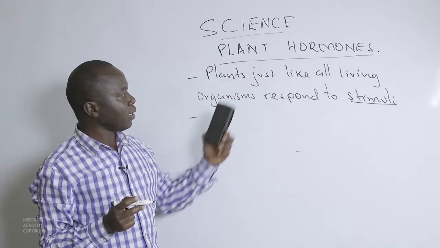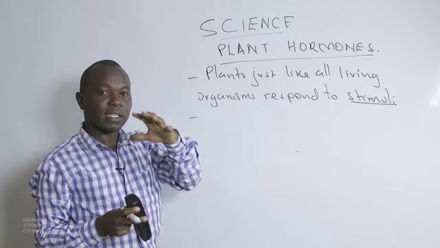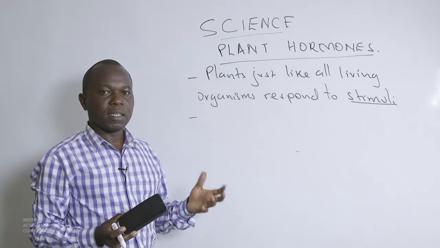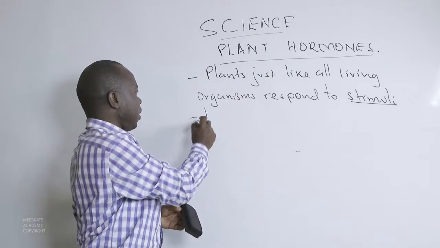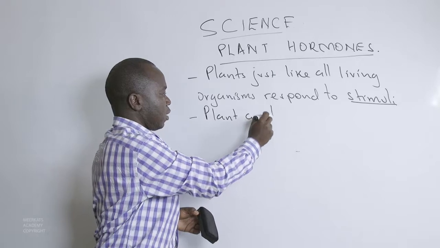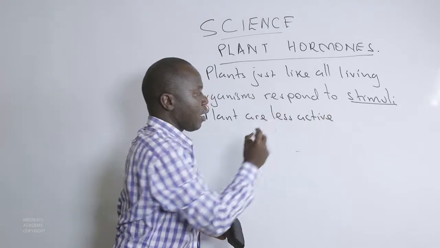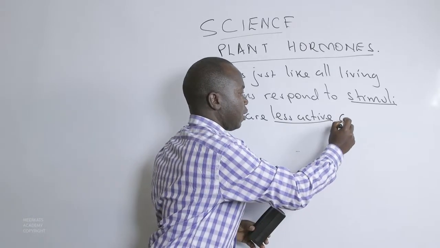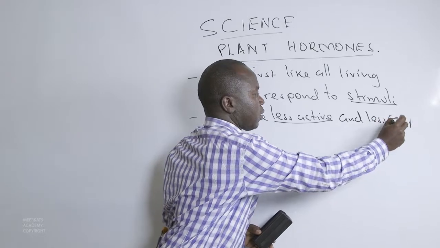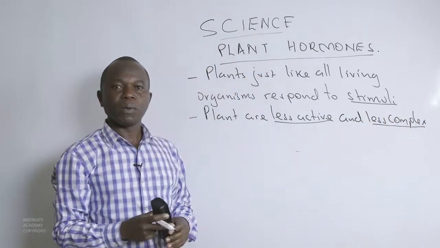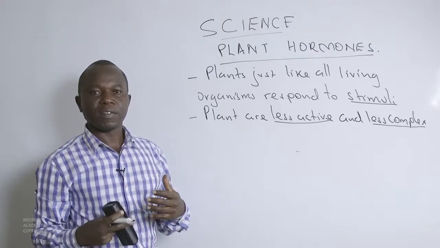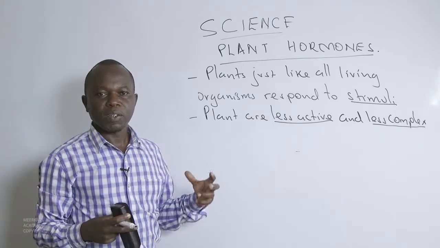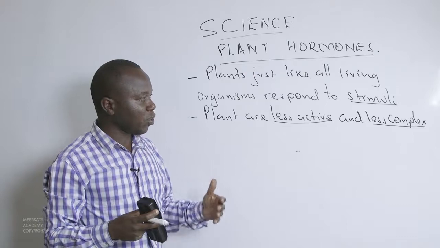But before we go further to plant responses, we must realize that plants are slightly different from animals, in that most of them are stationary. And because they are stationary, they are less active. If you look at their structure, they're also less complex. Why are they less complex? You look at their systems. They have fewer systems than you have. Your body has several: reproductive system, excretory system, nervous system, endocrine system. But plants have fewer of the systems.